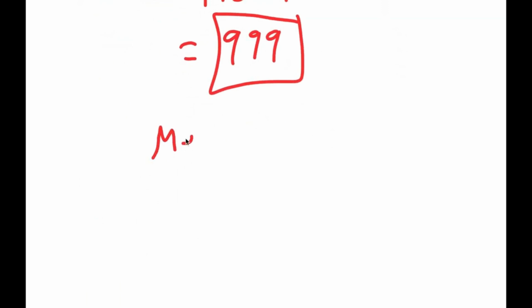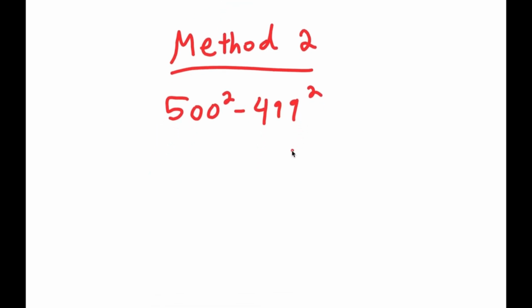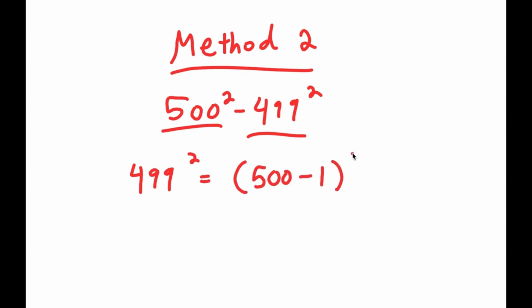Now for method 2, I'm going to rewrite my problem. 500 squared minus 499 squared. And now this time, last time we rewrote 500 squared, right? This time I'm going to rewrite 499 squared. So 499 squared is the same thing as 500 minus 1 squared.